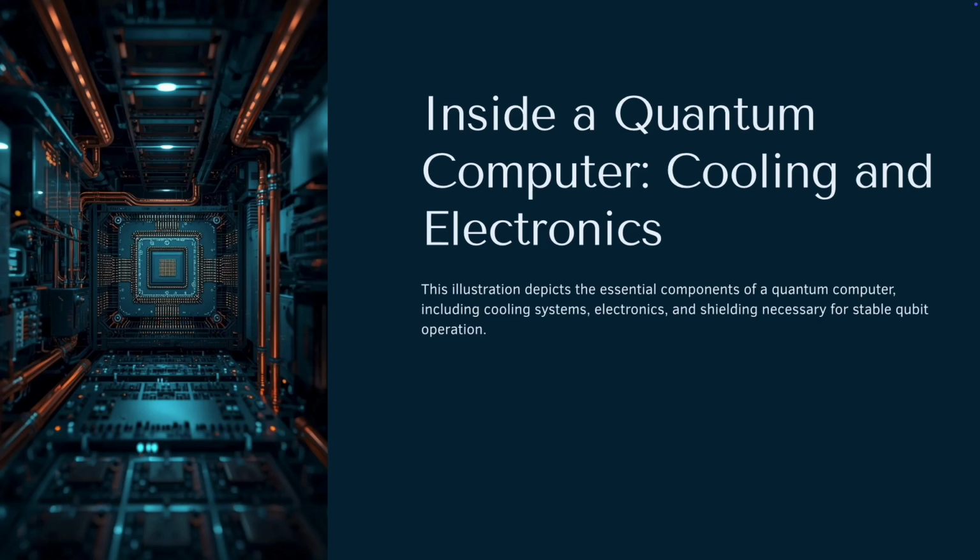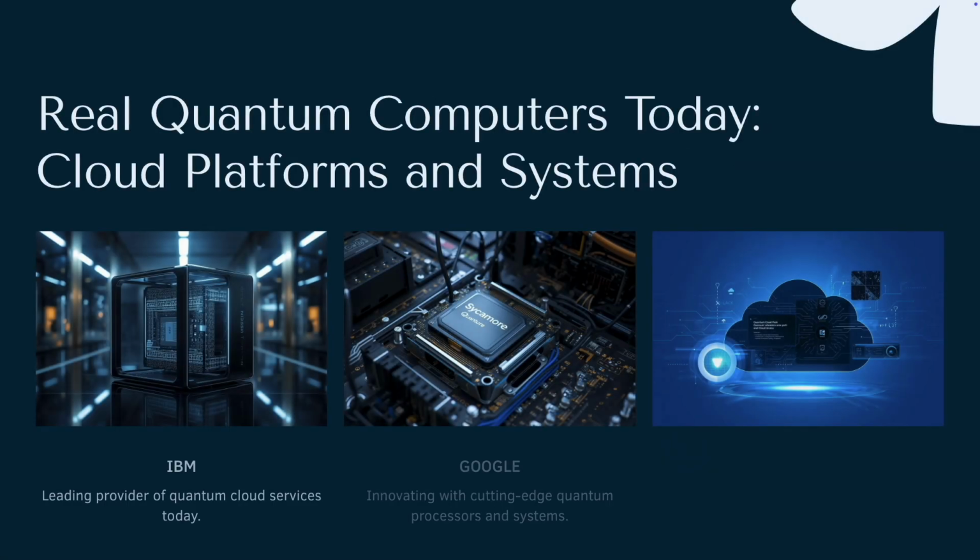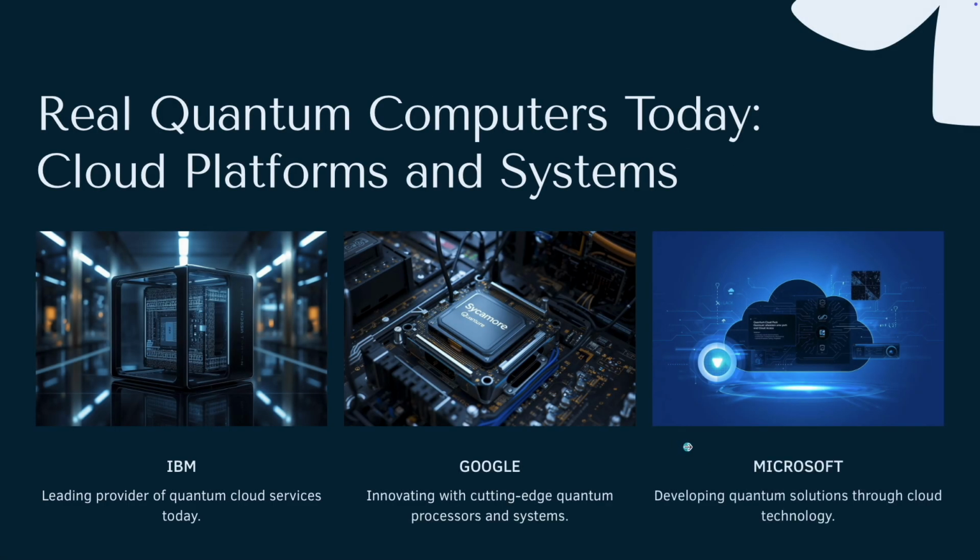Right now, companies like IBM, Google, Rigetti, IonQ, and D-Wave are leading the field. What's really cool is that you can actually try quantum computers yourself. Platforms like IBM Quantum Experience and Amazon Braket let anyone run small quantum programs through the cloud. These systems are still experimental, but they're improving every year.